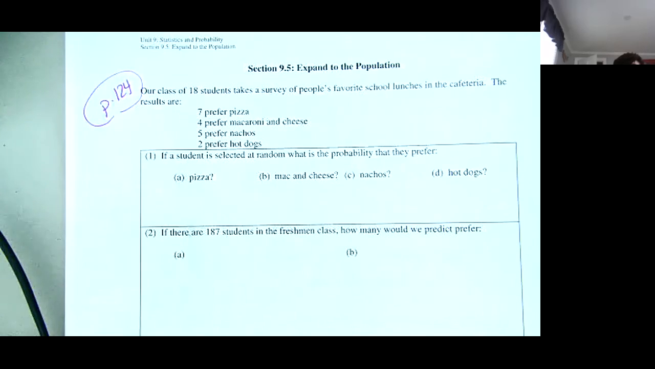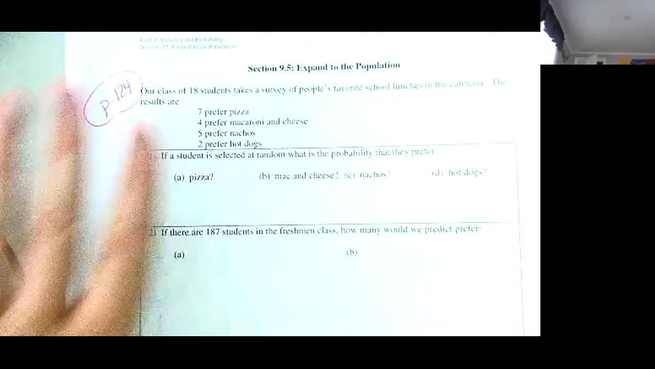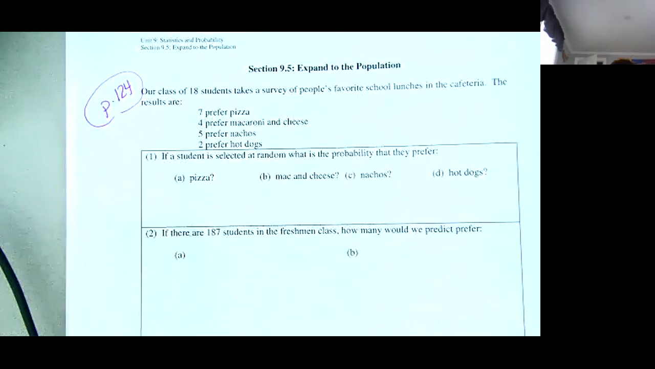Do they still serve macaroni and cheese downstairs? Yes, maybe. Okay. I used to get it and it was very good. Do they still serve nachos? Okay, and I know they still serve hot dogs, so this is still good. Every now and then they change up what they're doing.